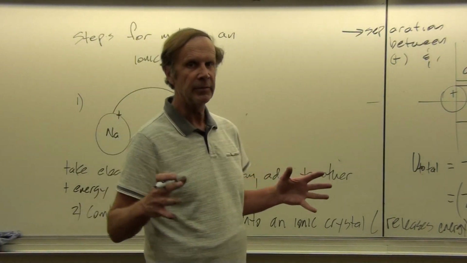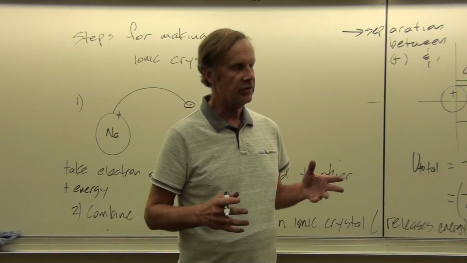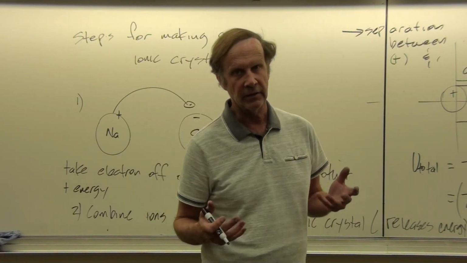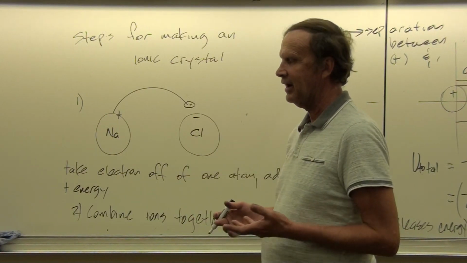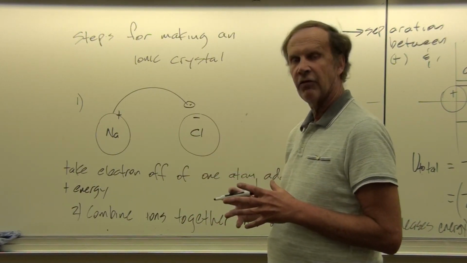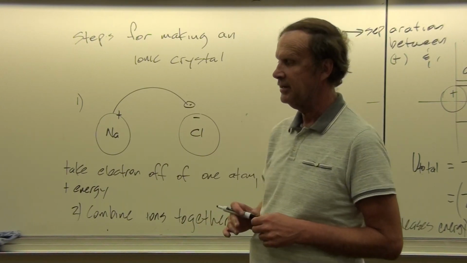And this is why table salt will tend to form from a solution that contains sodium and chlorine. They'll dissolve, but then if you evaporate off the water, they'll form back into an ionic crystal. And so this is the case at the bottom of the Mediterranean.